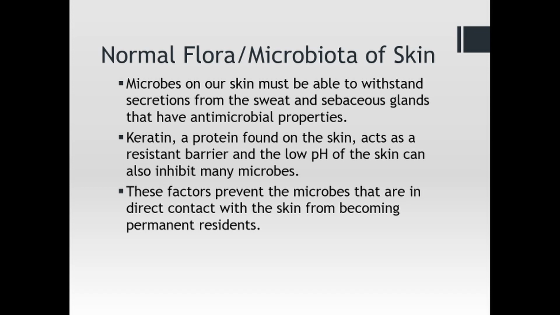So we'll look at the normal microbiota of our skin. If we look at these bacteria or these fungi that are on us, they must be able to withstand secretions from sweat and sebaceous glands, and they have antimicrobial properties in them. Sebaceous glands secrete a substance called sebum, which is pretty acidic, and so that lowers the pH of the skin. We produce antimicrobial peptides as well, which get rid of some potentially pathogenic strains of bacteria. Some of these antimicrobial compounds contribute to the low pH of our skin.